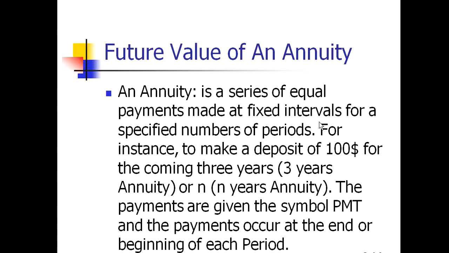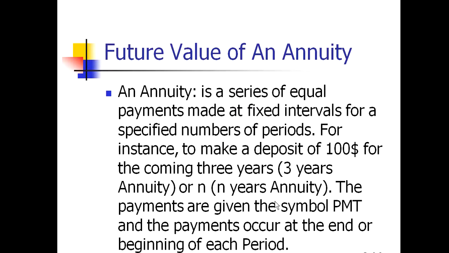Now we will focus on how to calculate future value of an annuity. An annuity is a series of equal payments which are made at fixed intervals for a specified number of periods. For instance, to make a deposit of $100 for the coming 3 years is an annuity, because here the payments are equal and we are going to make more than one payment, or n, which is the number of years.